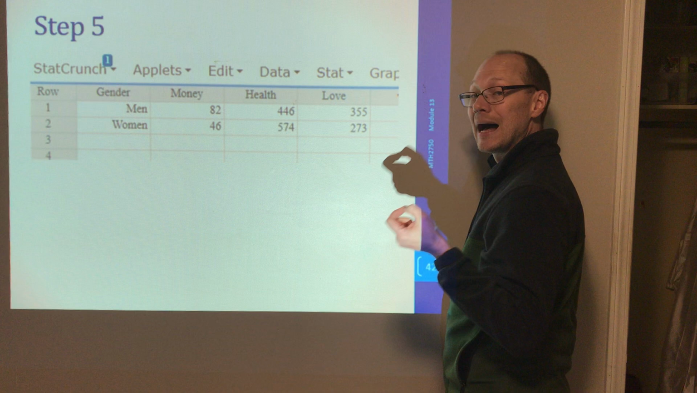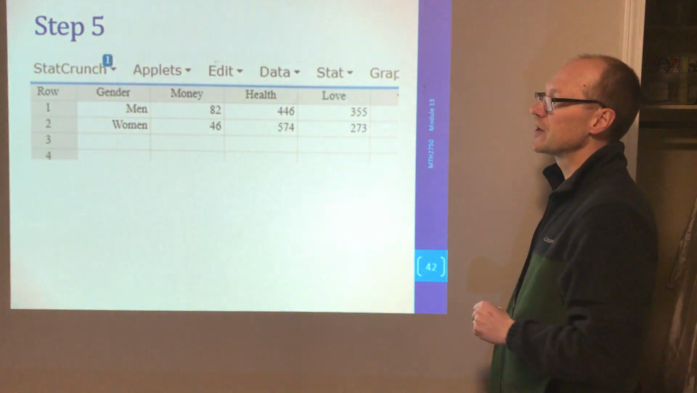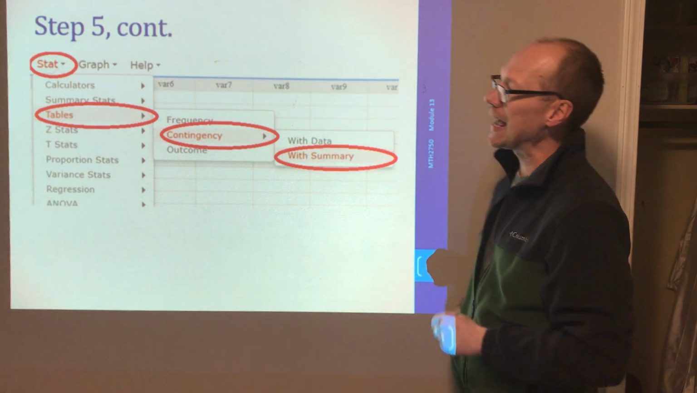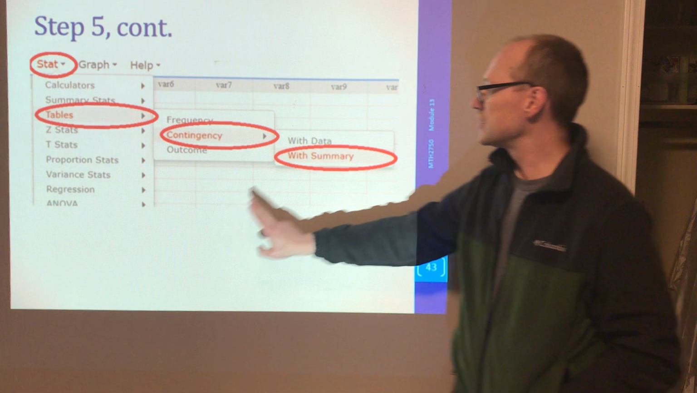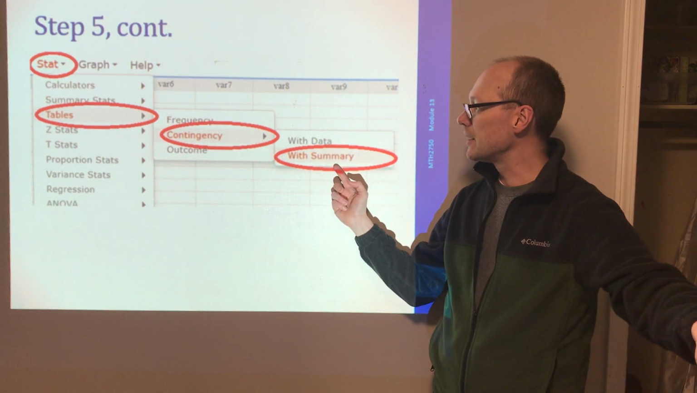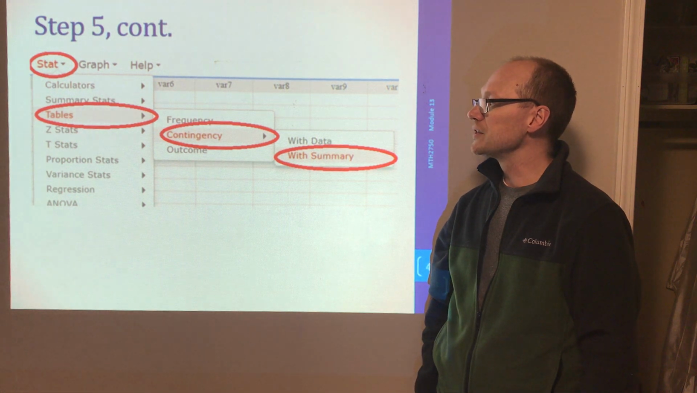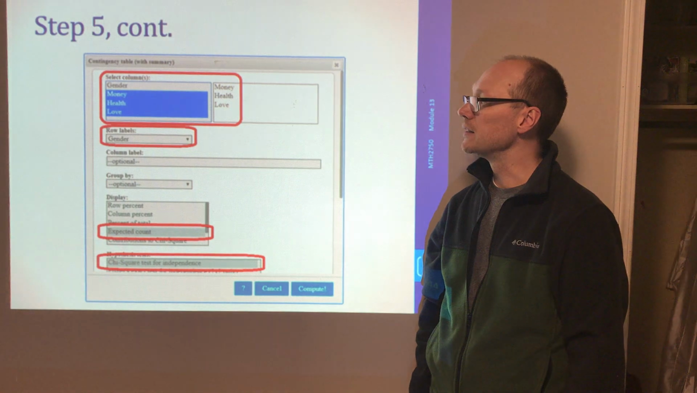the test. And how do you find the test for this one? This one's hidden. So next slide, I try to make it easy for you. You're going to click on Stat up there. You're going to find tables, contingency tables with summary. So when you find that, when you click summary, next slide, you're going to get this option box. And there are lots of different things you're going to want to select in this.